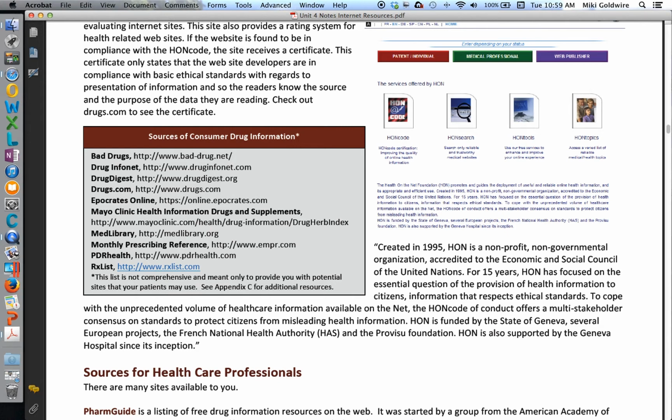To cope with the unprecedented volume of healthcare information available on the internet, the HON Code of Conduct offers a multi-stakeholder consensus on standards to protect citizens from misleading health information. HON is funded by the State of Geneva, several European projects, the French National Health Authority, and the Provision Foundation. HON is also supported by the Geneva Hospital since its inception.